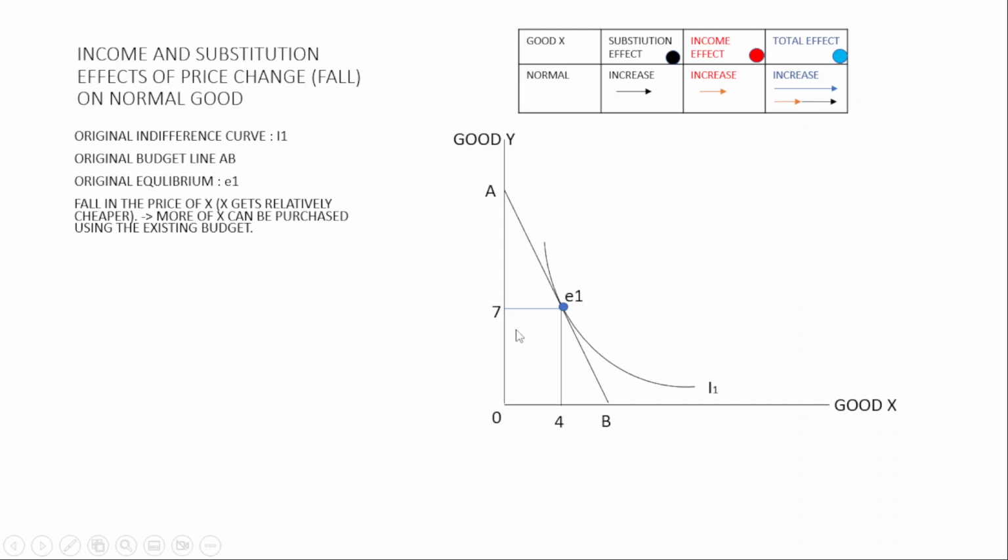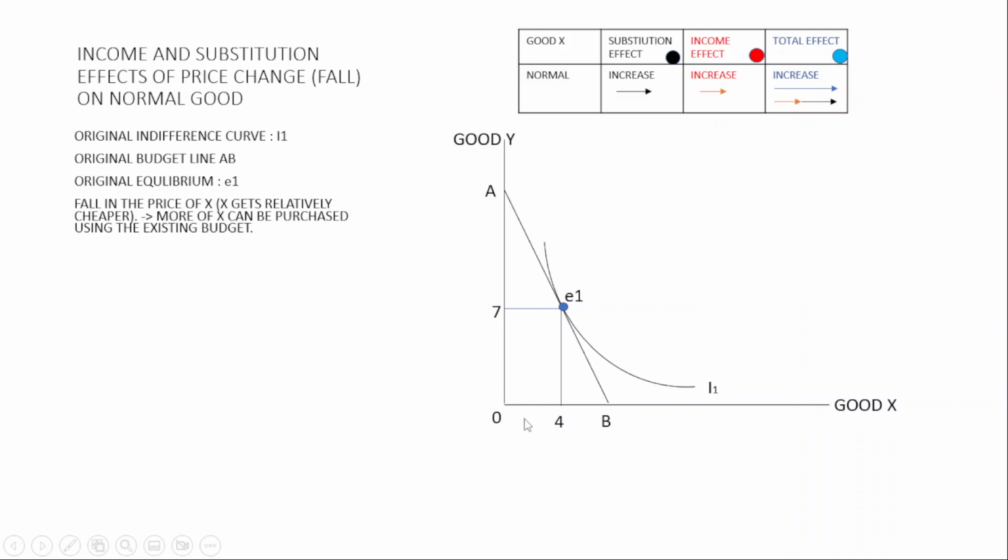So what would happen? Currently, if you spend the whole of your income on good Y, since there is no change in your income and no change in the price of Y, you'll still be able to purchase OA of Y, but none of X. But under the original budget, if you were spending on X, you were in a position to purchase OB of X, but none of Y.